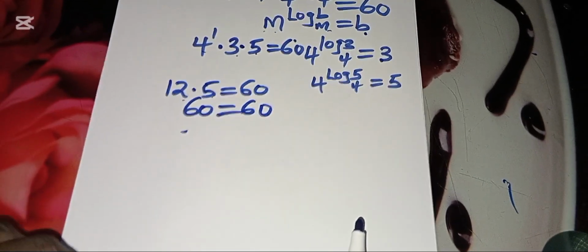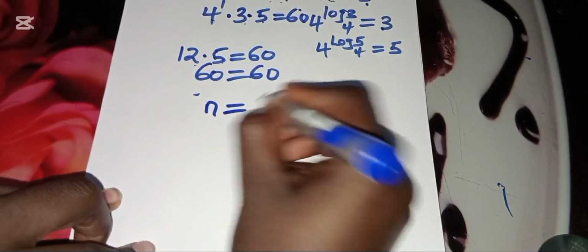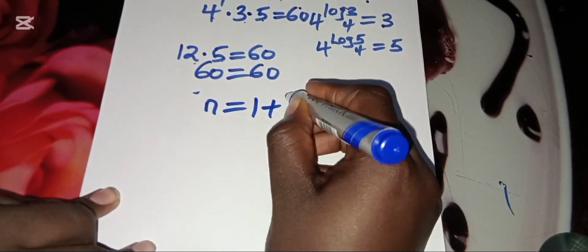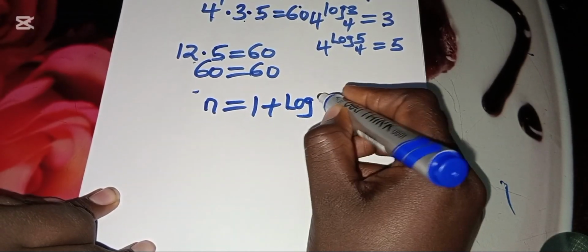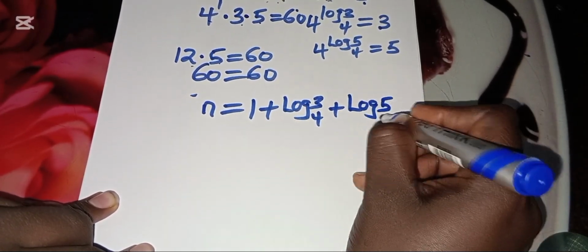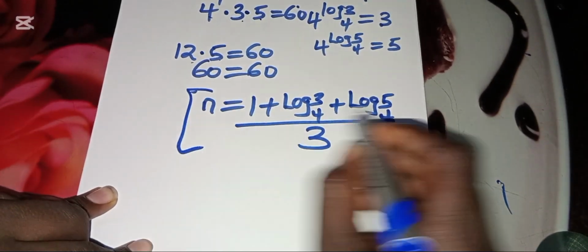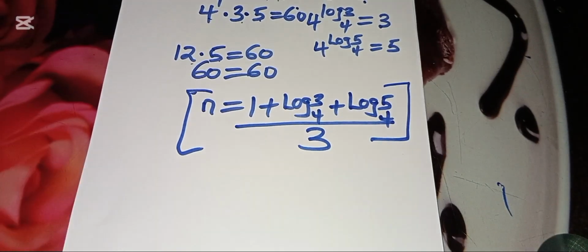And that shows that the value of n is equal to 1 plus log 3 to base 4 plus log 5 to base 4, everything divided by 3. And it's true that this value of n satisfies the equation.